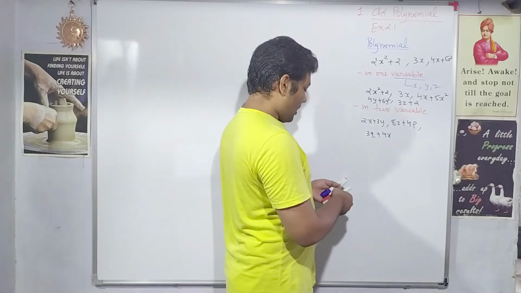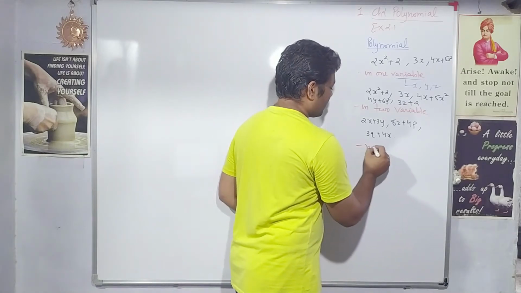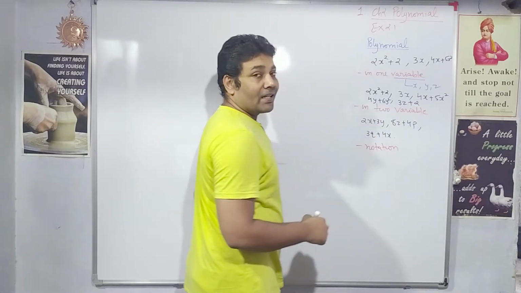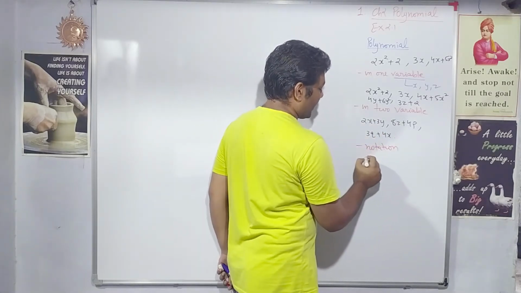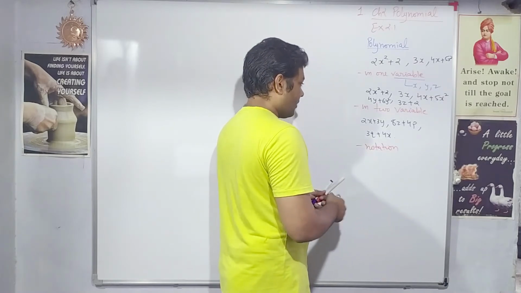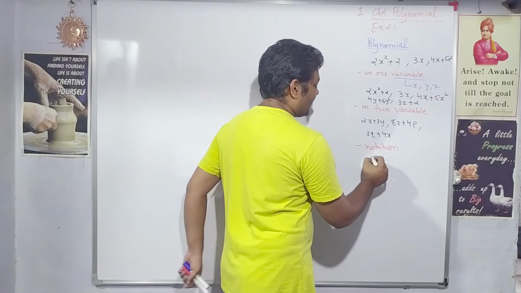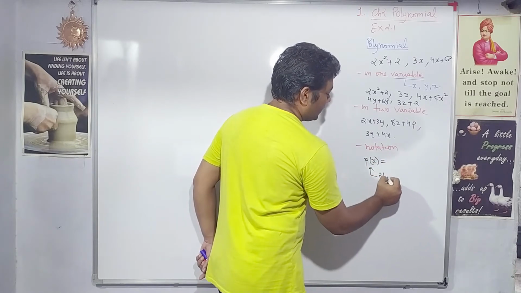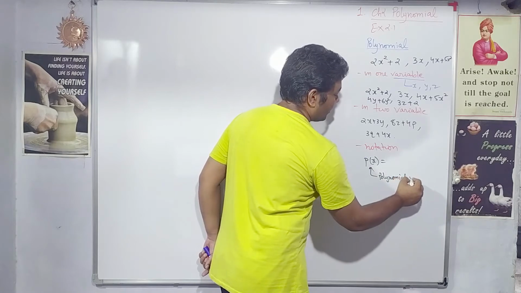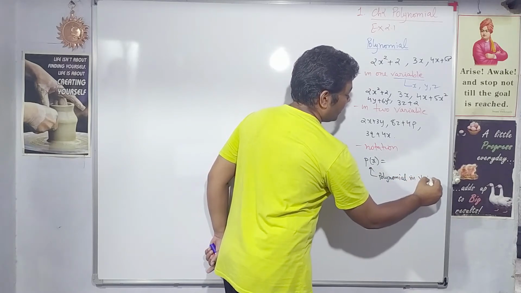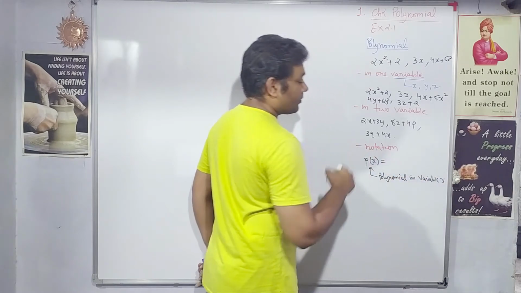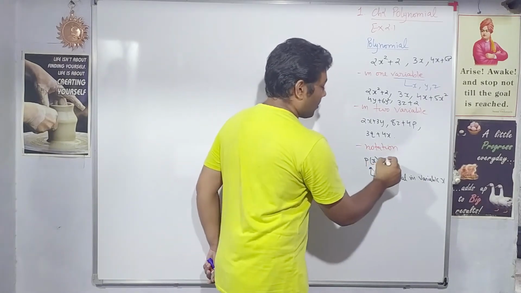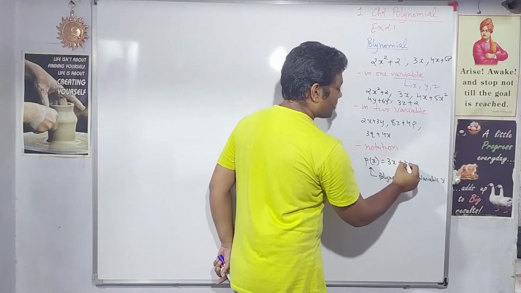Then how do we denote the polynomials? Notation. Notation means how do you represent this expression? So something like this. Let us say you use any letter. So p of x. What does this mean? This means polynomial in variable x. This whole statement symbolically is written as p of x. So it can be anything, 3x plus 2.